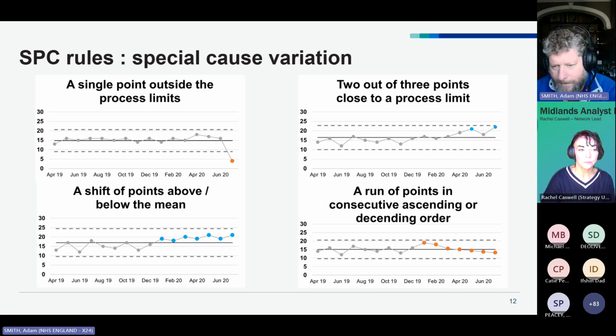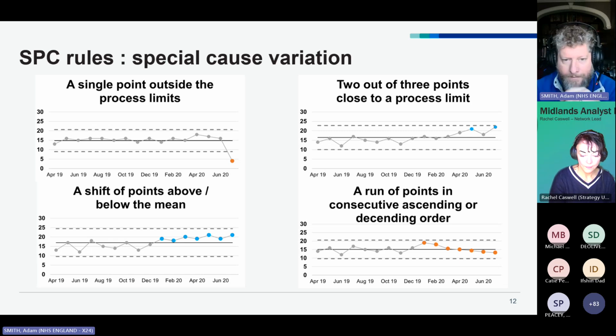Then this last one, I always leave it to last on purpose, is 2 out of 3 points close to the process limits. There is a technical definition for close to the process limits, but again, all our tools will look for this, so don't worry too much about that for now. What I like this one for is when I used to work in quality and safety, I'd be looking out for this one because it's really an early warning signal. So if you get this show up, it might be that we're about to tip over into either a shift or a trend, and it's something to look out for.